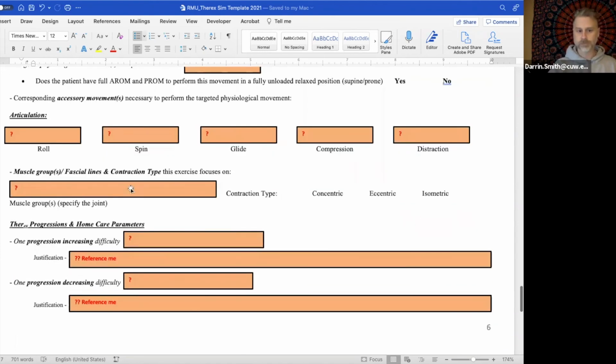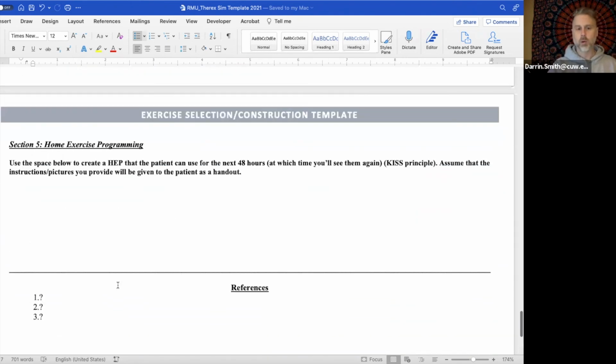Okay, and then again, what fascial lines are we targeting? How do we make it harder? How do we make it easier? Okay, from there, home exercise programming. I am a big advocate that whatever you give them clinically, you try to have some form of it that they can take home. And I like the KISS principle, 2 to 3 exercises. Keep it simple, keep it direct. Don't give them 1,000,001 cues. Give them just a couple things to focus on that they need to target.